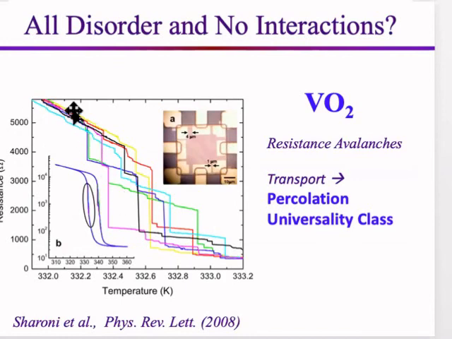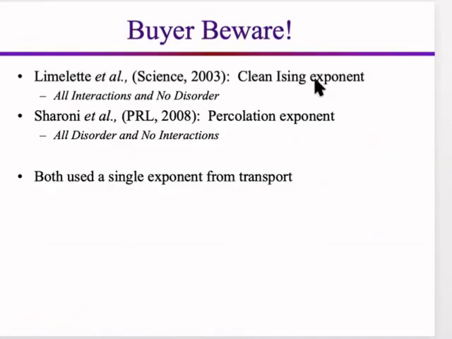So by studying the height of these jumps and the statistics of that, they were able to conclude, again based on macroscopic transport, that the universality class should be that of percolation, actually. The exponent they measured was percolation. Now, percolation is all disorder, but no interactions, all right? So how should we think about those two opposing claims?